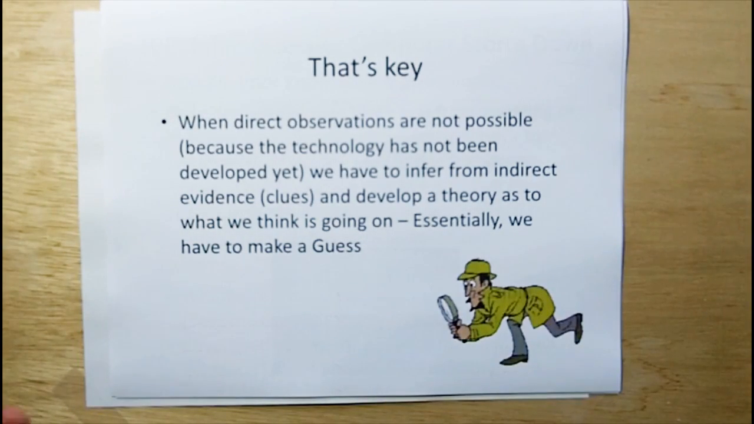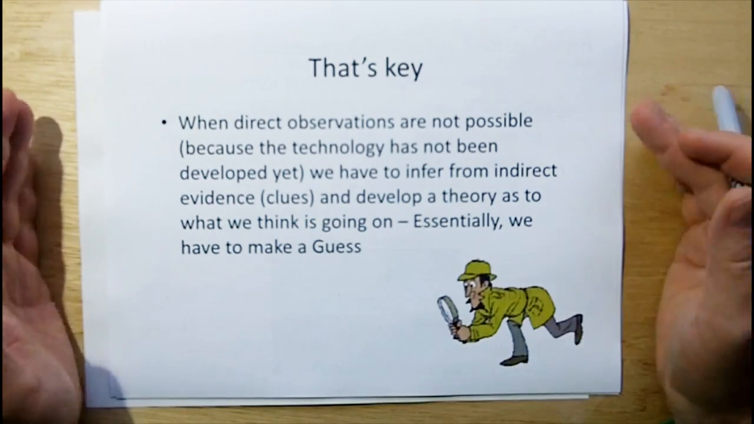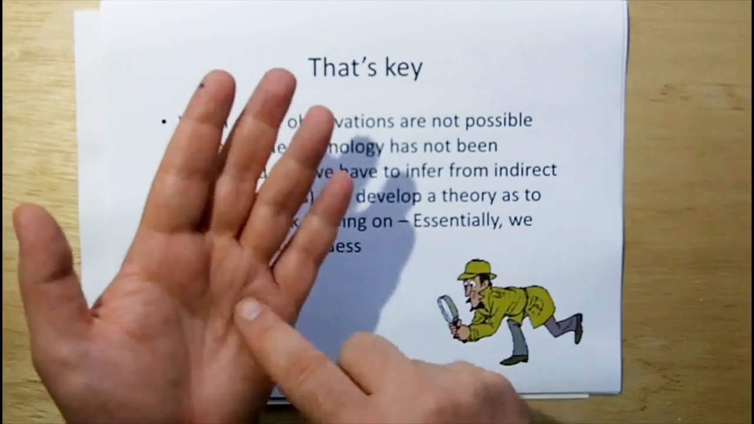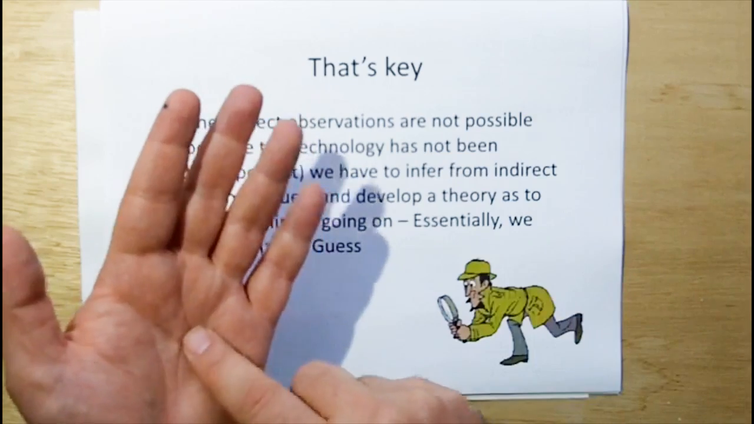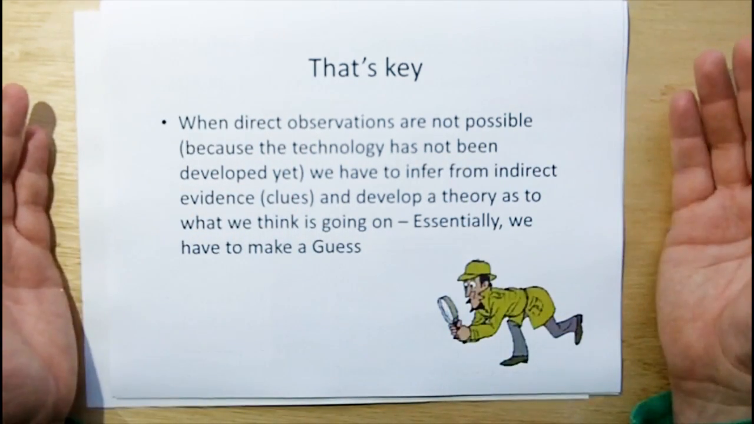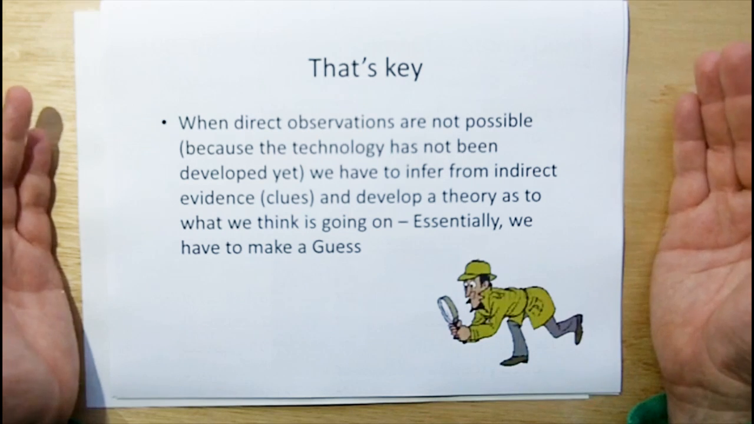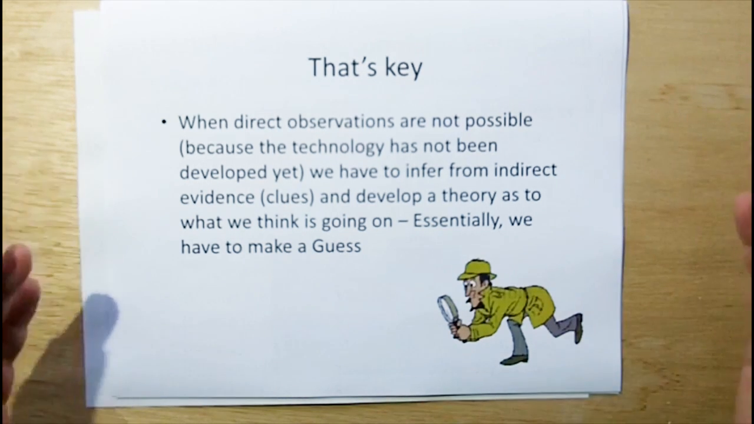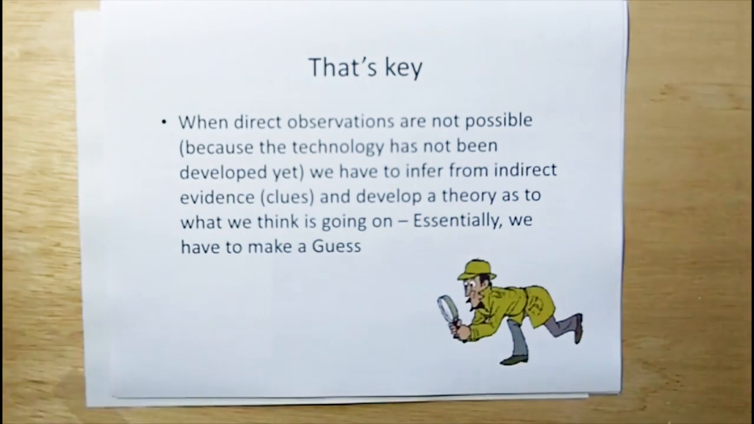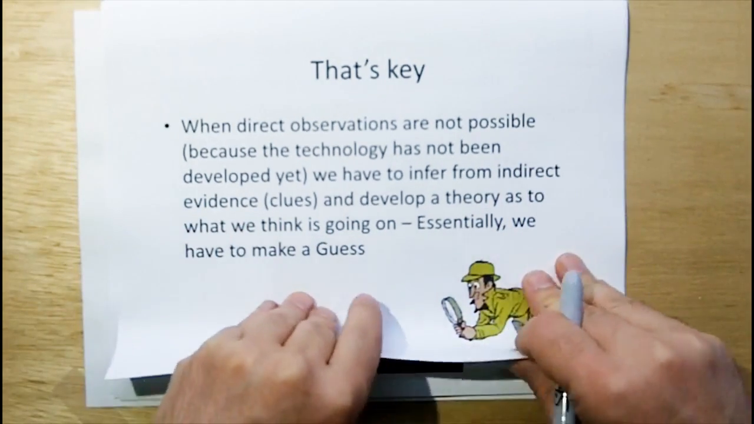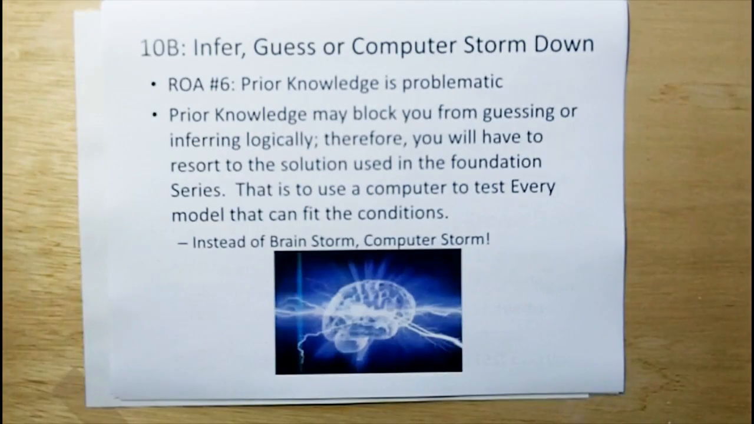And that's the key. When direct observations are not possible, like for example with life forms, we could use a microscope and see that we're made of single-celled organisms. So we have the machines to do it. But in a lot of cases, we don't have the machines to look down. And so we have to infer from indirect evidence and clues, and develop a theory as to what we think is really going on. Essentially, we're making a guess. Please, let's not elevate it to anything more than a guess. That's all it is, a guess. Let's call it what it is. A rose by any other name.